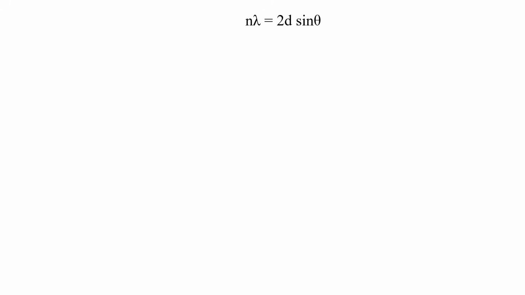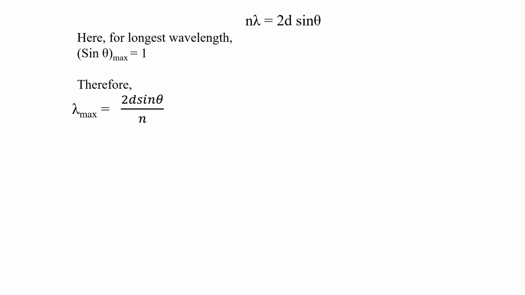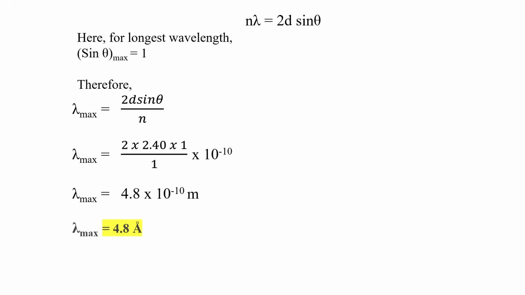We know the formula: n lambda is equal to 2d sine theta. For the longest wavelength, sine theta will have the value of 1. Sine theta max will be equal to 1. So therefore, if we rewrite the equation for lambda, it will be lambda max is equal to 2d sine theta divided by n. Put values into the formula, do the calculation, and you will find lambda max is equal to 4.8 angstrom. So in this case, the highest value of lambda will be 4.8 angstrom.